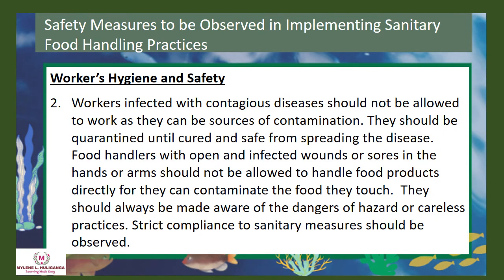Number 2, workers infected with contagious diseases should not be allowed to work as they can be the sources of contamination. They should be quarantined until cured and safe from spreading the disease. Food handlers with open and infected wounds or sores in the hands or arms should not be allowed to handle food products directly, for they can contaminate the food they touch. They should always be made aware of the dangers of hazards or careless practices. Strict compliance to sanitary measures should be observed.